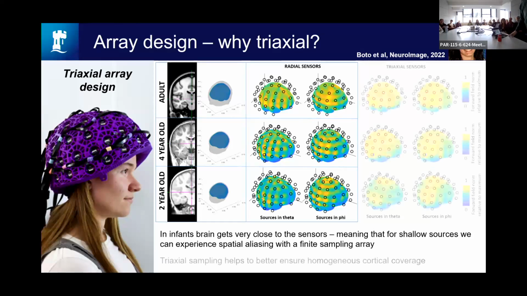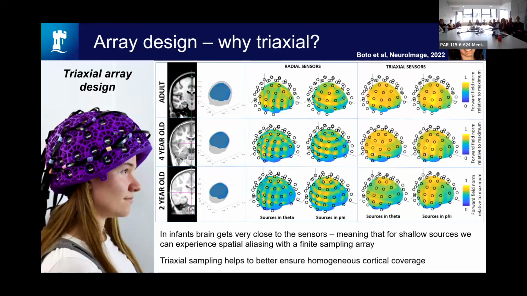Whereas if you use triaxial sensitivity, you can see it really makes that coverage nice and uniform. So as soon as we started to use triaxial sensors, we were able to see signals in children all the time. It came a lot easier.